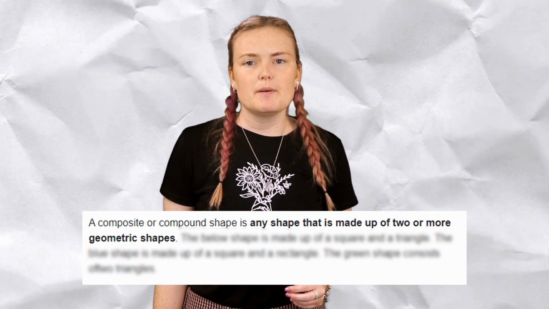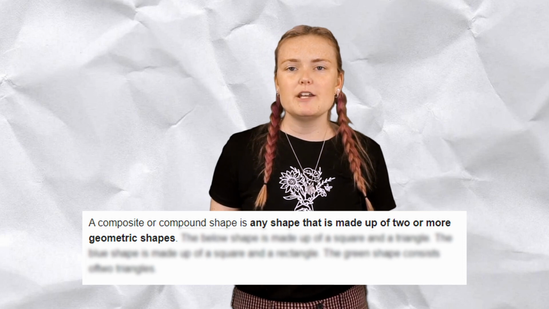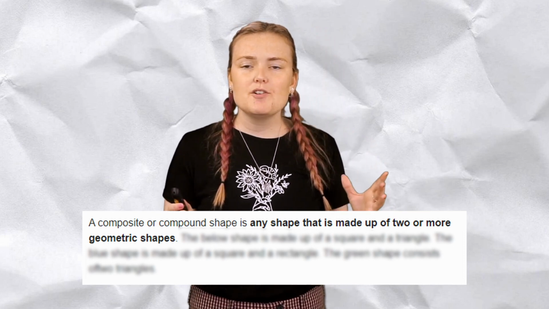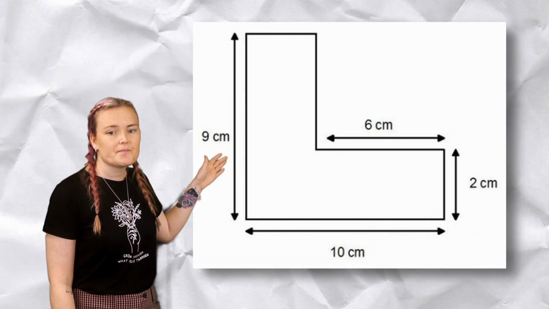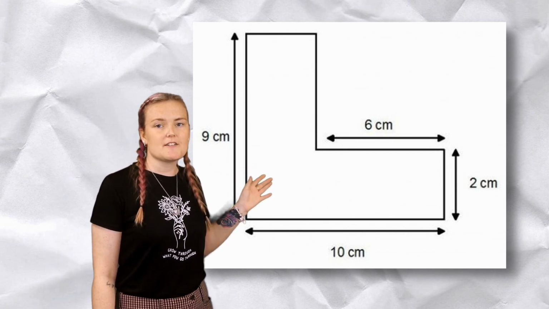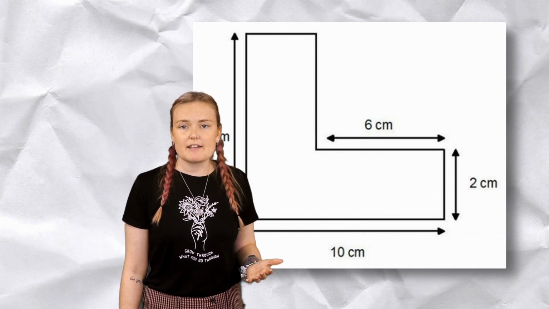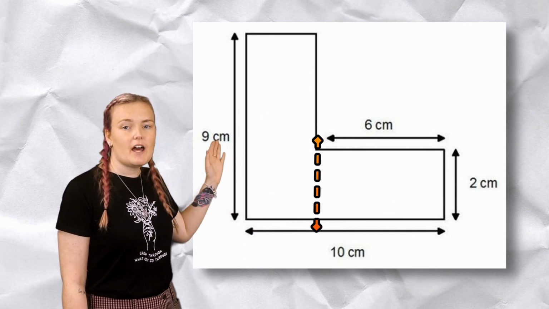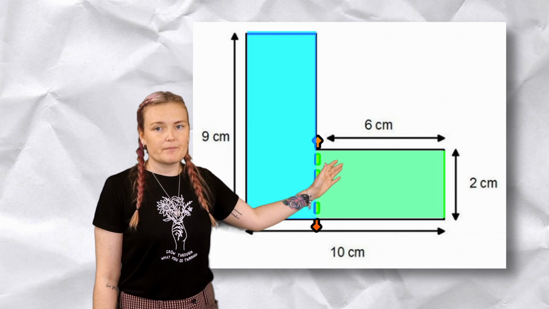Now let's look at compound shapes. A compound shape is just a 2D shape that is made up of 2 or more simple shapes. For example, 2 rectangles pushed together to make an L shape, like this. So all I'm going to do is split this into shapes that I know how to find the area of. So 2 rectangles. So if I split it down here, then I've got rectangle A and I've got rectangle B.